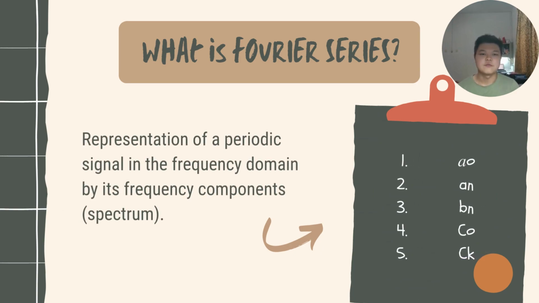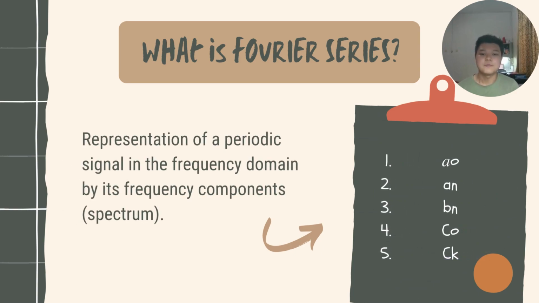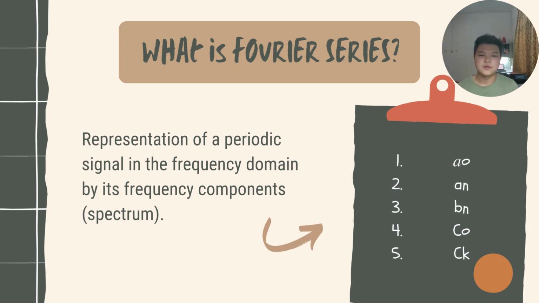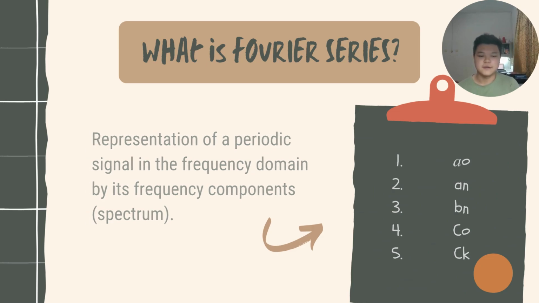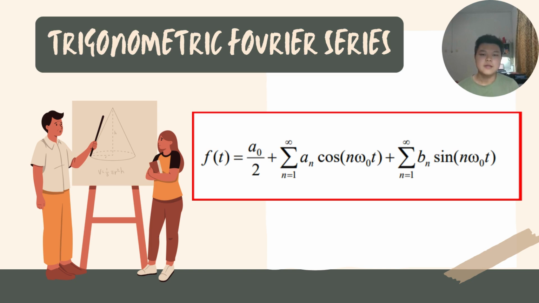Then, what is the Fourier series? The Fourier series is the representation of a periodic signal in the frequency domain by its frequency components. These are the Fourier coefficients that we need to find. Then this is the equation for the trigonometric Fourier series. This is the final goal that we need to achieve for the question.